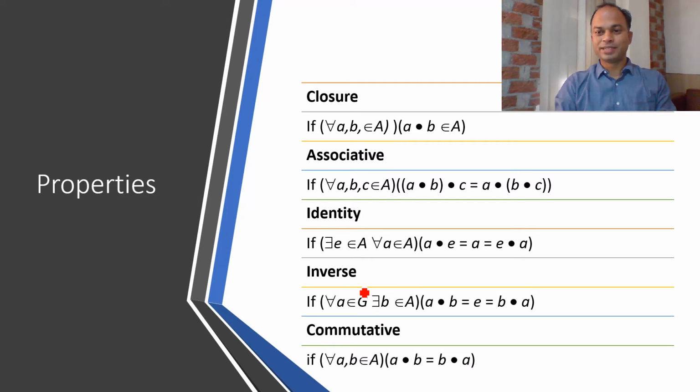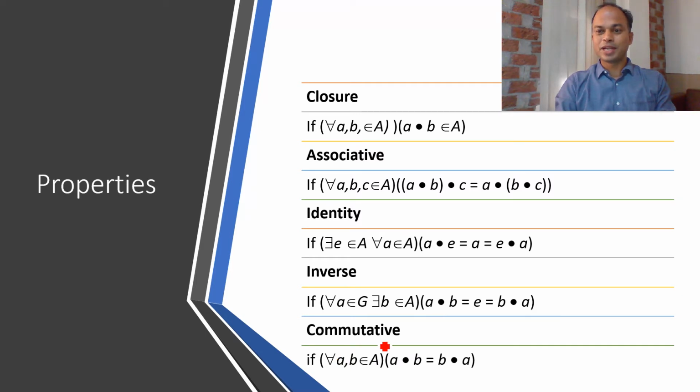Now we have here inverse. Further here, say B is the inverse, and we have here element A, for all elements A belonging to set G. Then we apply this inverse on A, and if we get the identity element, then we can say that B is the inverse of A.